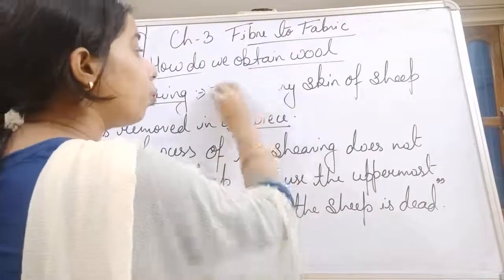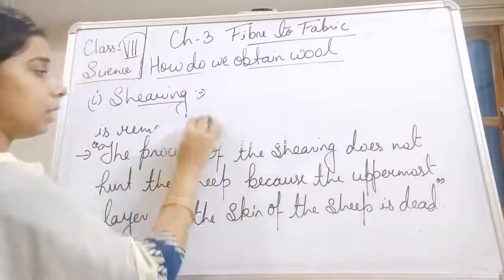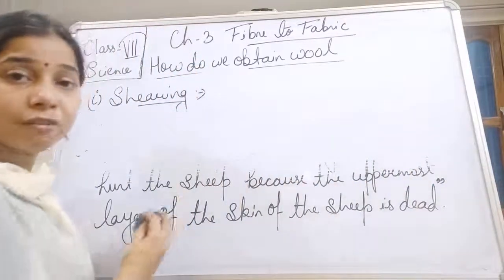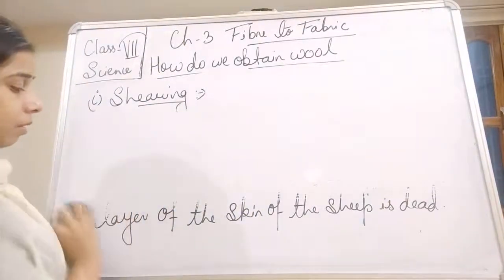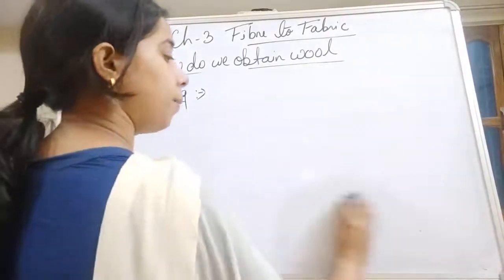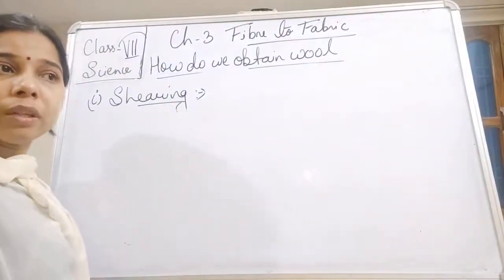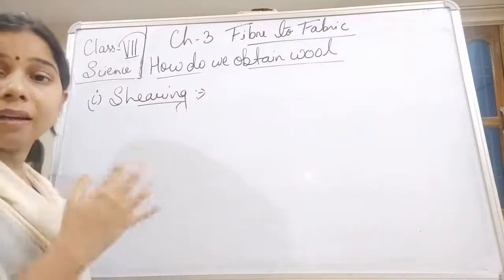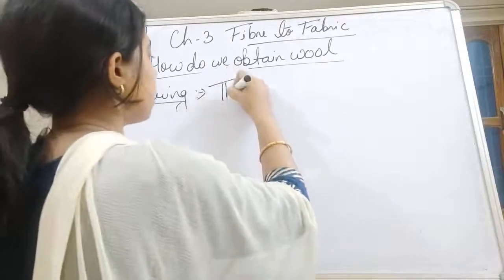Now at what time, at what season? So basically you know that during the summer season there is a lot of heat, so there is no need of fur for the sheep also. So the process of shearing is basically done during the summer, so that by the time winter comes all the hair can grow again and help in protecting it from the cold.